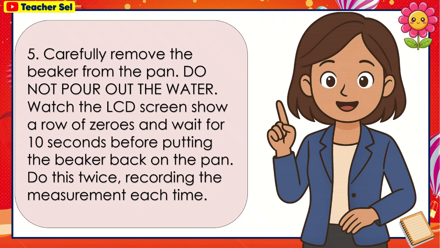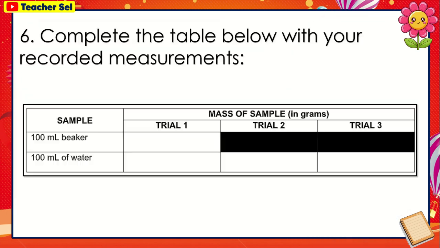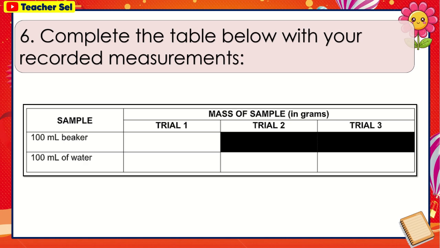Carefully remove the beaker from the pan. Do not pour out the water. Watch the LCD screen show a row of zeros and wait for 10 seconds before putting the beaker back on the pan. Do this twice, recording the measurement each time. Complete the table with your recorded measurements.